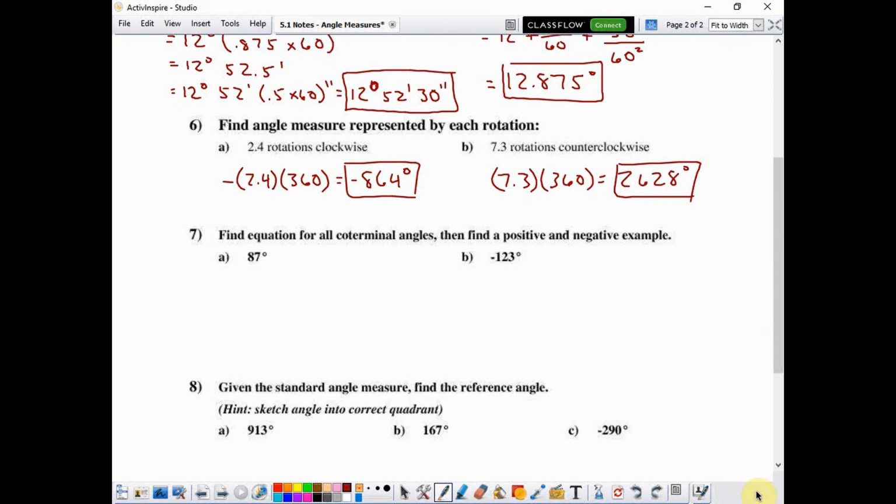Find an equation for all coterminal angles, then find a positive and a negative example. So a coterminal angle is plus or minus 360, so what I can do is 87 degrees plus 360 times k degrees, and that can be positive or negative. K has to be an integer, because if it's a decimal, I won't be at a multiple of 360. So I have to write where k is an integer.